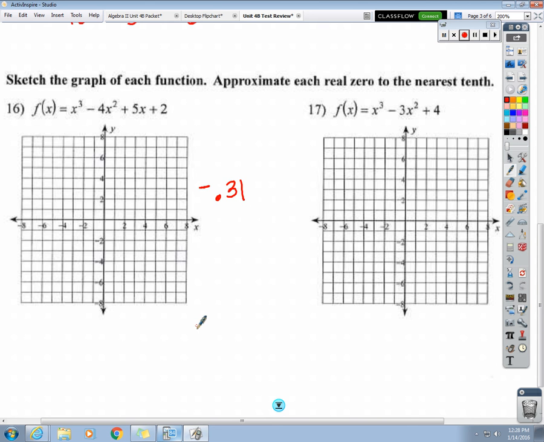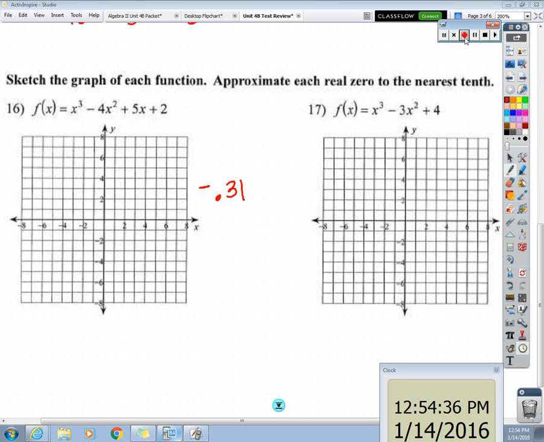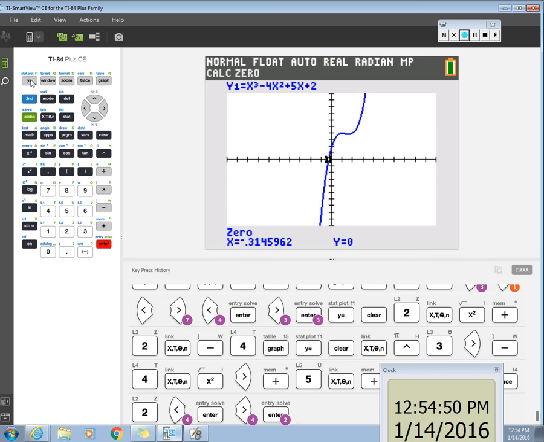Okay, any questions? You don't really have to sketch it because we sketched it on the graph. Okay? Number 17, same type of question. They want you to sketch it, which just means we'll look at the graph on the calculator and approximate each real zero to the nearest tenth. Okay, so first let's graph it: x cubed minus 3x squared plus 4.